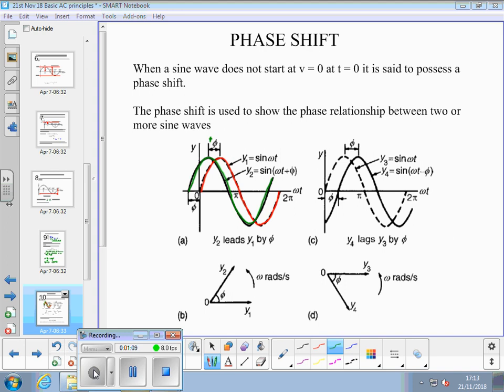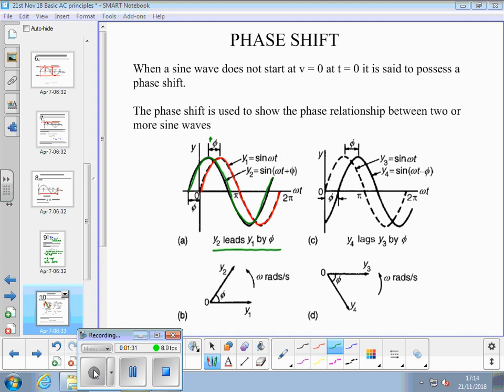Students often get confused with that. They think because that's that way, that's lagging. No, it isn't. That's leading, because time is going from left to right. So that's peaking first. Alright, so y2 leads y1 by theta.